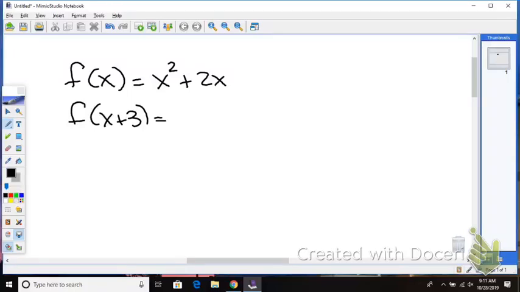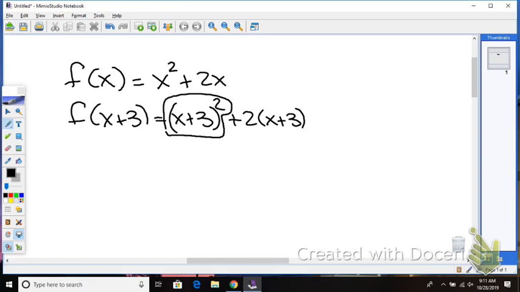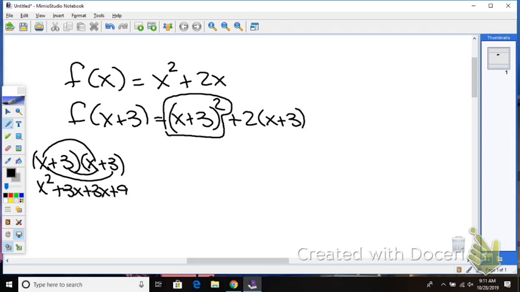x plus 3, I'm going to have x plus 3 quantity squared, because this x is being squared, plus 2 times x plus 3. What do I need to do with this part? Foil. You get x squared plus 3x plus 3x plus 9. So I get x squared plus 6x plus 9.